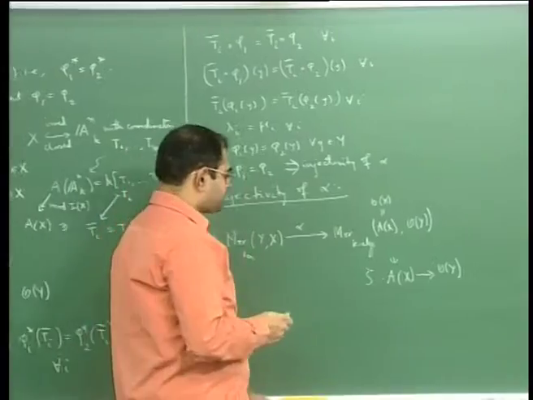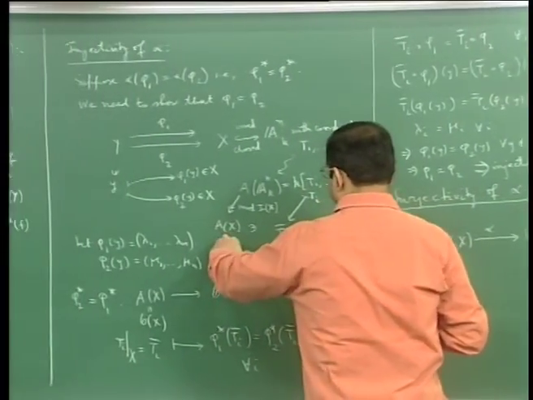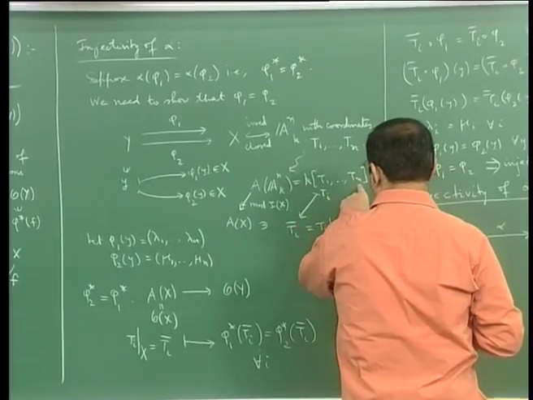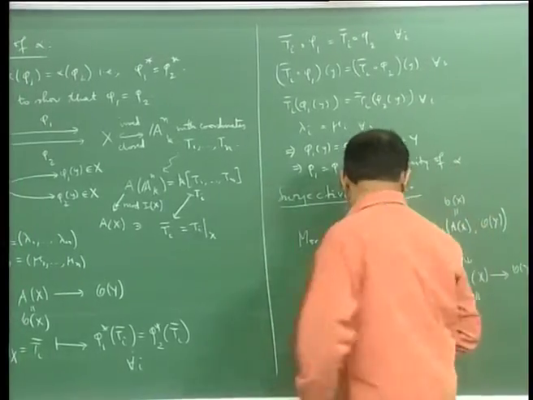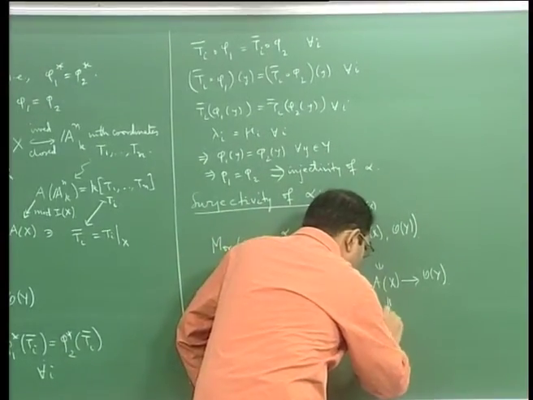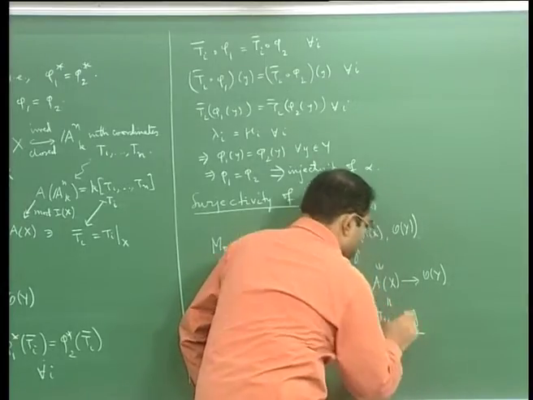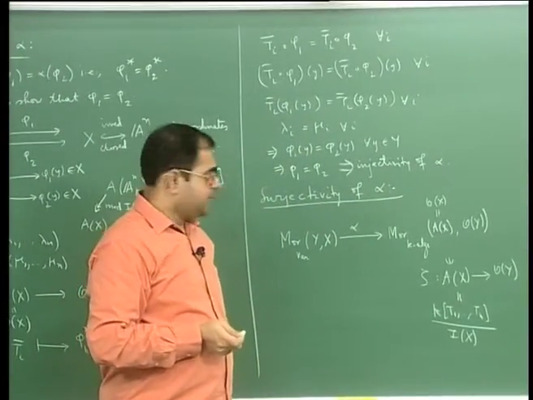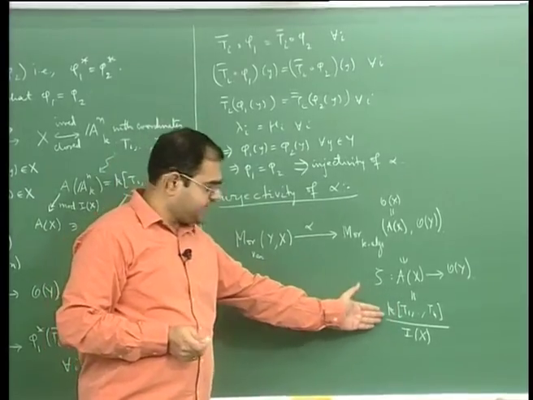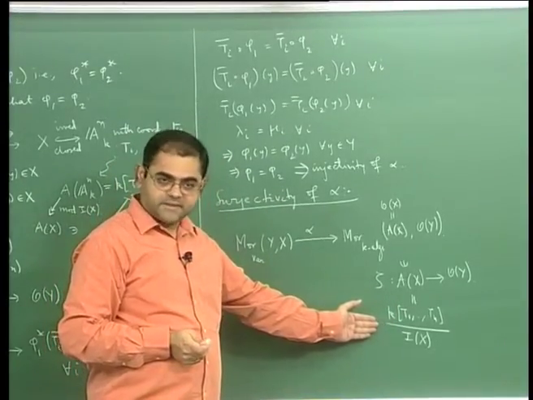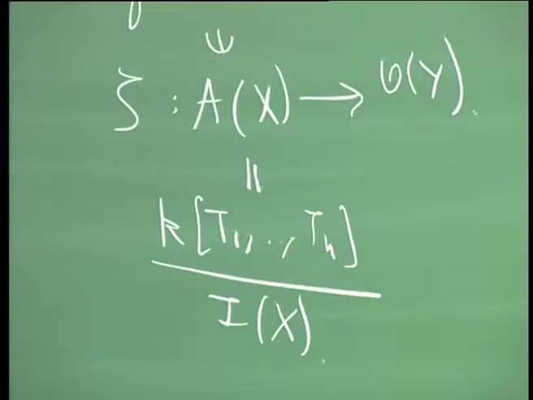But what is Ax? If you look at it carefully, Ax is just k[T1, ..., Tn] mod Ix. Okay, this is what it is. In fact, it is k[T1 bar, ..., Tn bar]. It is generated by the images of the Ti's. It consists of just polynomials in the Ti bars. That's all.